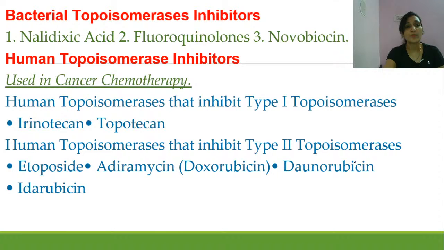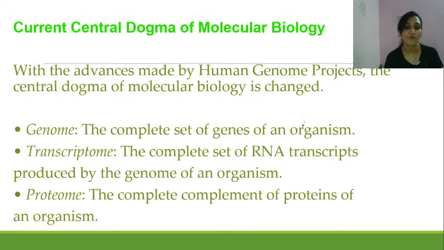Now, with the advent of the Human Genome Project, there are three terms which one needs to remember. What is a genome? A complete set of genes of an organism is called the genome. What is a transcriptome? All the types of RNAs formed by the genome of an organism are called the transcriptome, and the complete set of proteins formed from these RNAs is called the proteome.